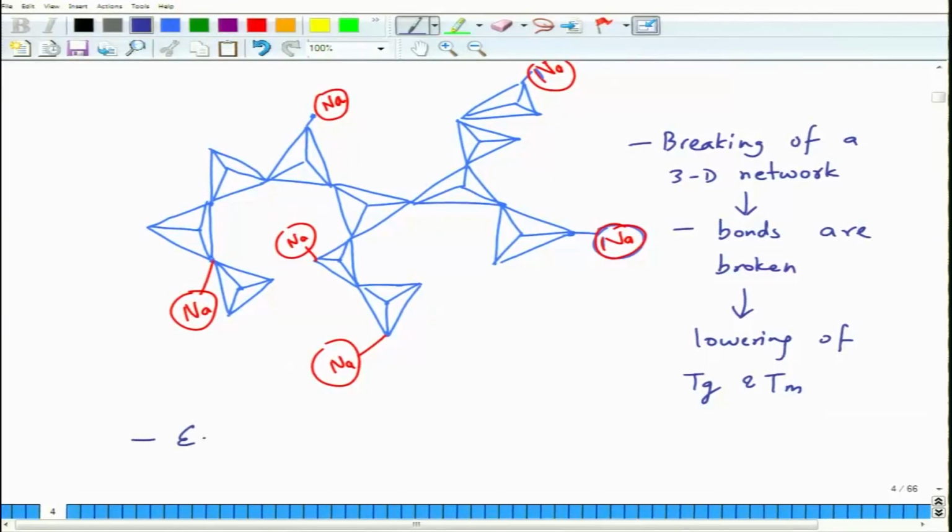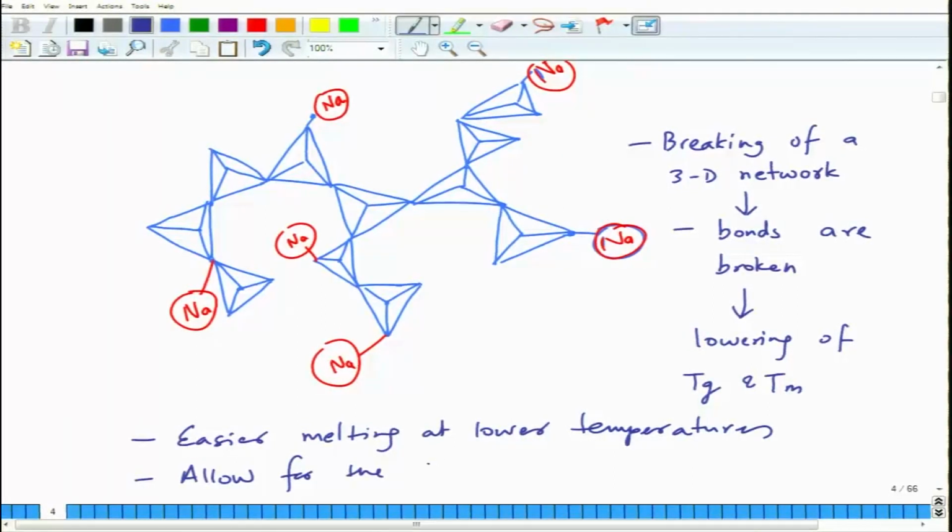So easier melting at lower temperature allows for the formation of shapes at lower temperatures. So there are a variety of these glass modifiers which are put into the system. I will show you some compositions in the next few slides.